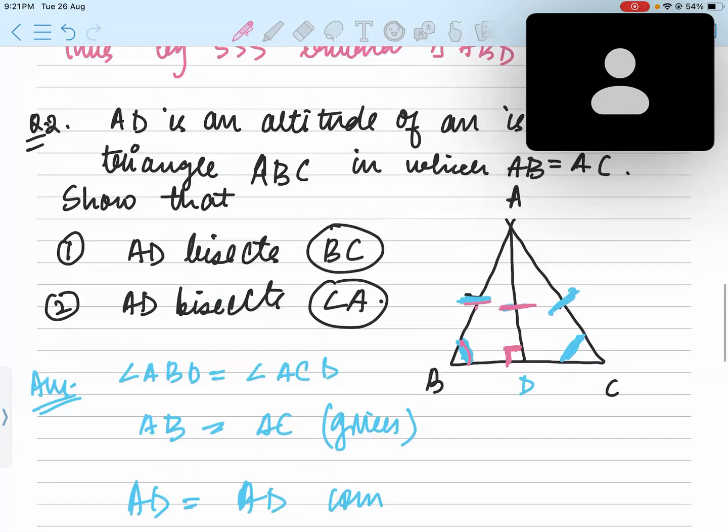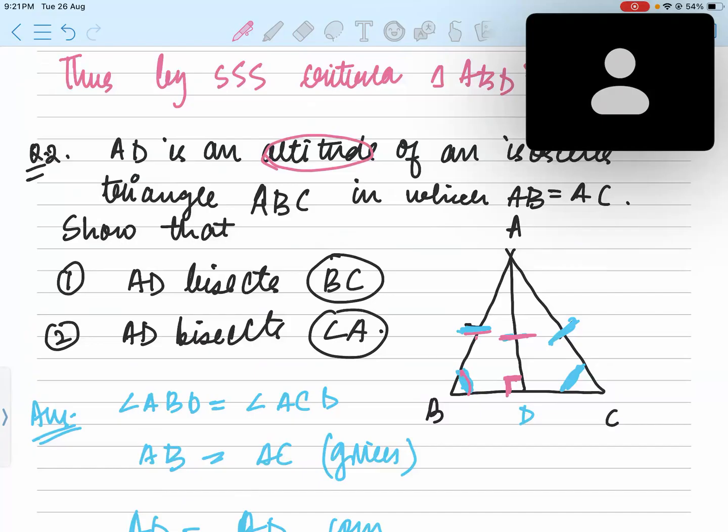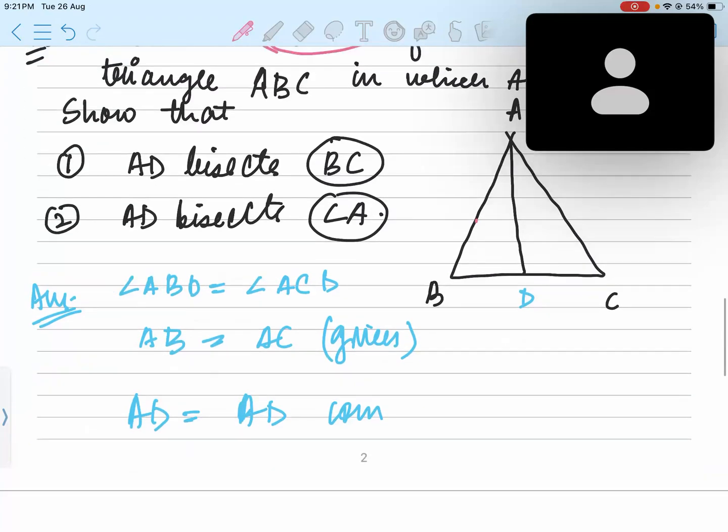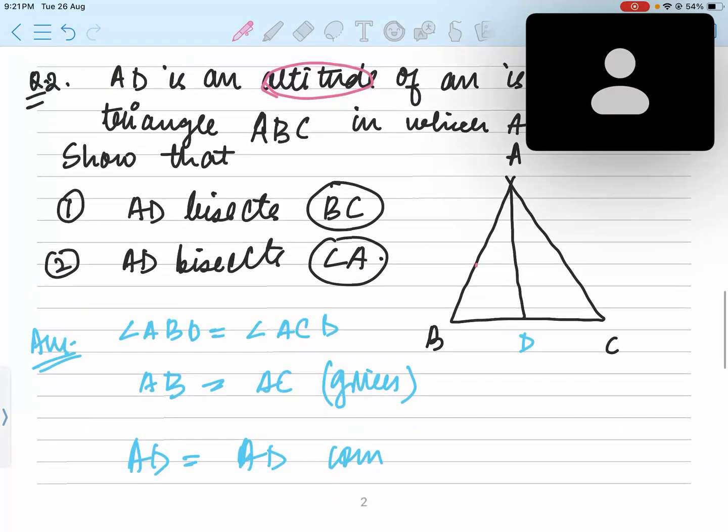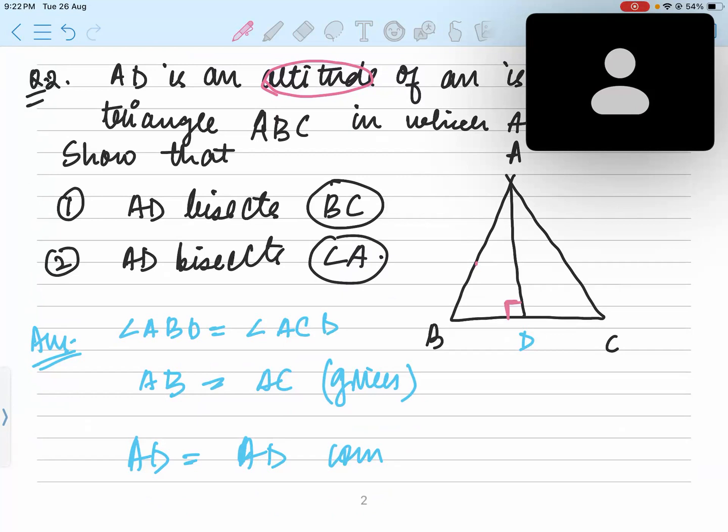Children, you missed this word. What is the meaning of an altitude? I've explained this many times now. What is the meaning of an altitude? Children, am I audible? Yes, ma'am. A line segment drawn from a vertex that is perpendicular, falling at 90 degrees, right?